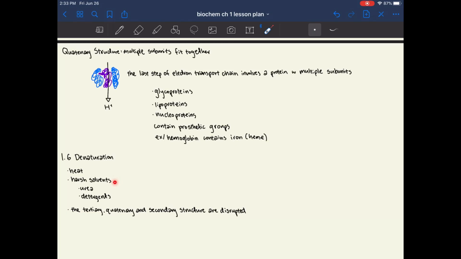Another example is when you use harsh solvents such as urea or detergents. Detergents disrupt hydrogen bonding, so this disrupts multiple levels of protein structure. And urea is just a very harsh agent that can disrupt bonding also. In these cases, the tertiary, quaternary, and secondary structure can be disrupted. It's very hard to disrupt primary structure, but that can happen as well.